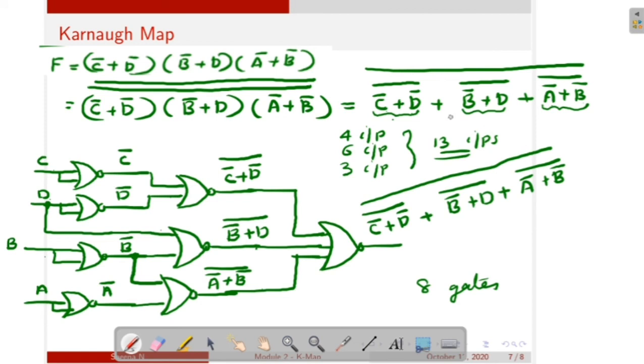Clear? So this is how a POS expression is minimized using K-map, and also the implementation of the minimized SOP and POS expression using basic gates and the NAND gates. Okay, thank you.